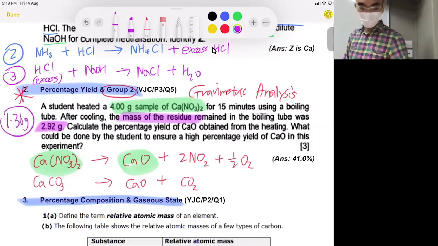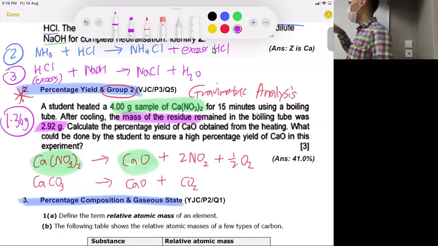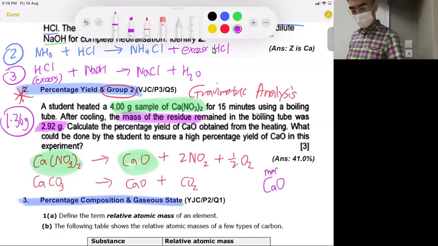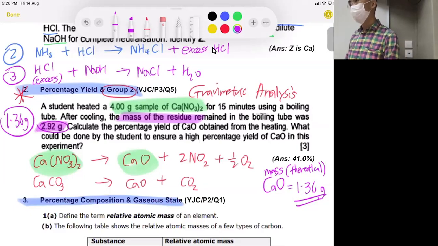Right, okay, 1.36 or 1.37. So by right, the calcium oxide is 1.36. But how come the residue is so much then? Anyone? Just tell me if you can think of any. The calcium oxide that I achieve in theory, we call this a theoretical mass, should be 1.36 or 1.37. But based on the question, we say it's 2.92. Why?